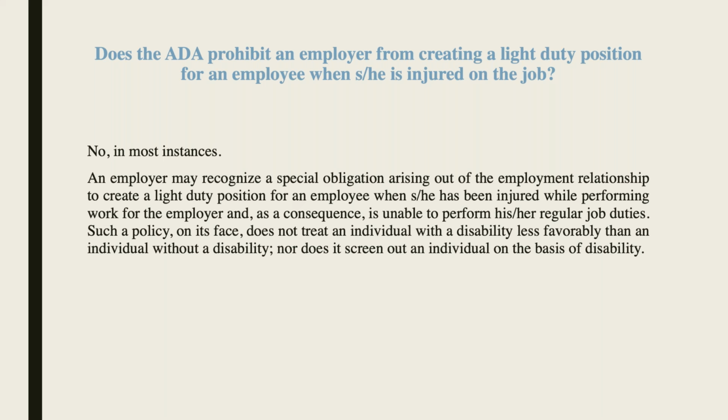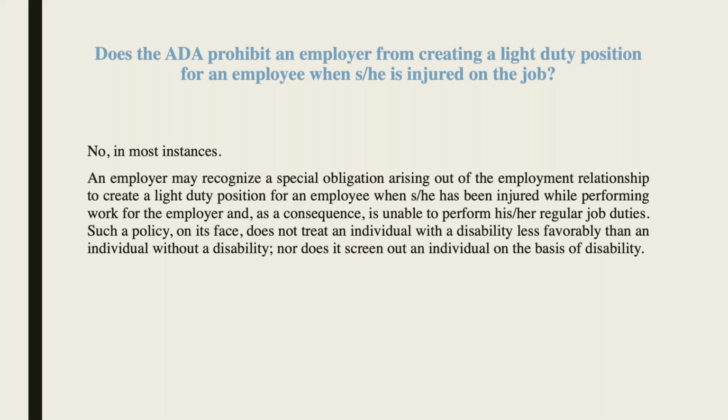Does the ADA prohibit an employer from creating a light duty position for an employee when she is injured on the job? No, in most instances, an employer may recognize a special obligation arising out of the employment relationship to create a light duty position for an employee that's been injured while performing work, and as a consequence is unable to perform those regular job duties. That type of policy on its face does not treat an individual with a disability less favorably than an individual without a disability, and it also does not screen out an individual on the basis of disability. And those are things that we're always wary of. We don't want to be doing that.